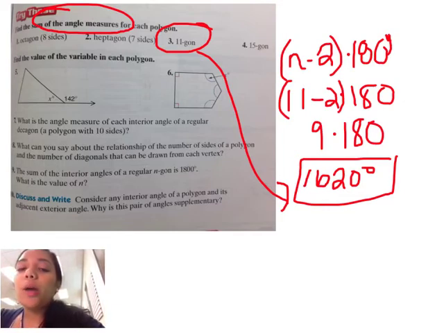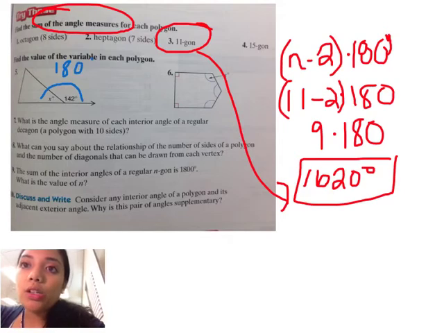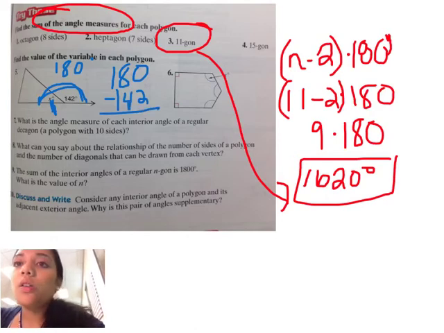Okay, so I want to do number 5 as well, and I'm just going to leave all the marks that I've already done on my screen. Number 5, find the value of the variable in each polygon. Well, you need to use your prior knowledge to know that from here to here is 180 degrees. So if I know that there's a straight angle right here, then I can find x by subtracting 180 minus 142. 180 minus 142 is 38 degrees. So that means x equals 38 degrees.